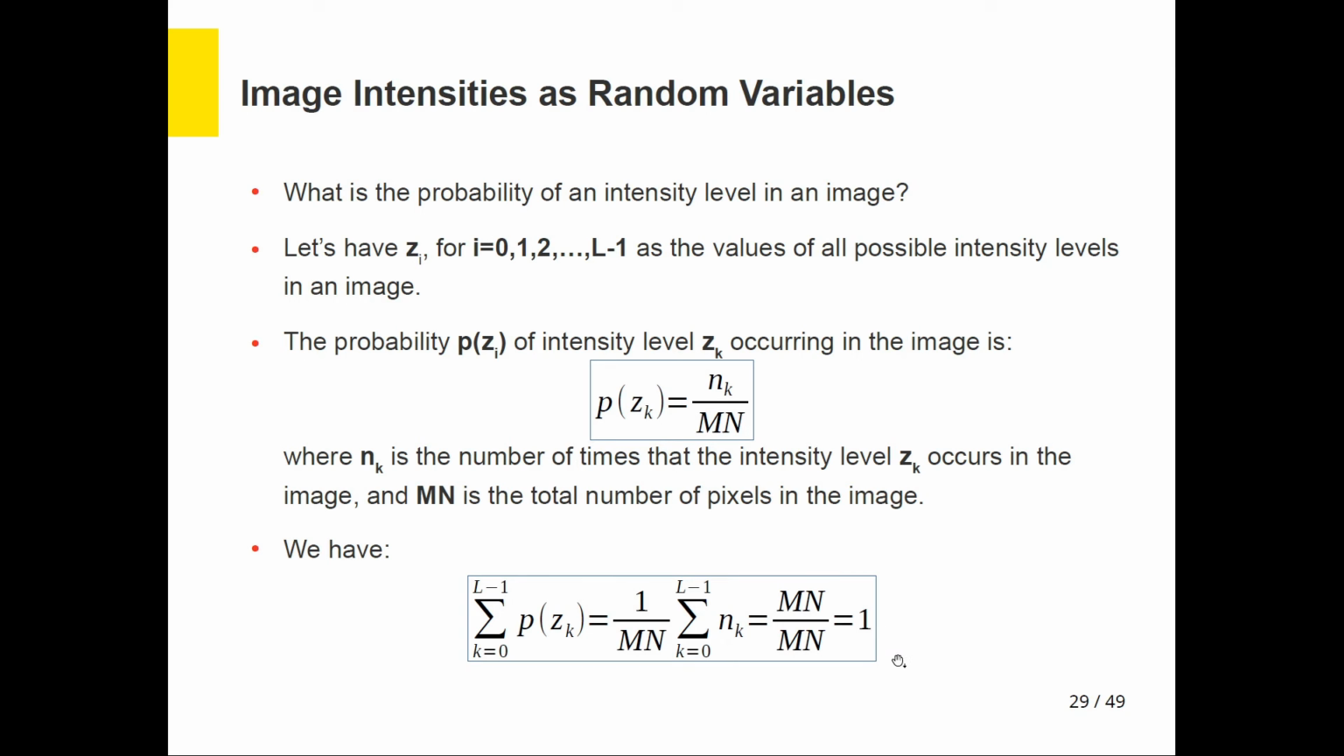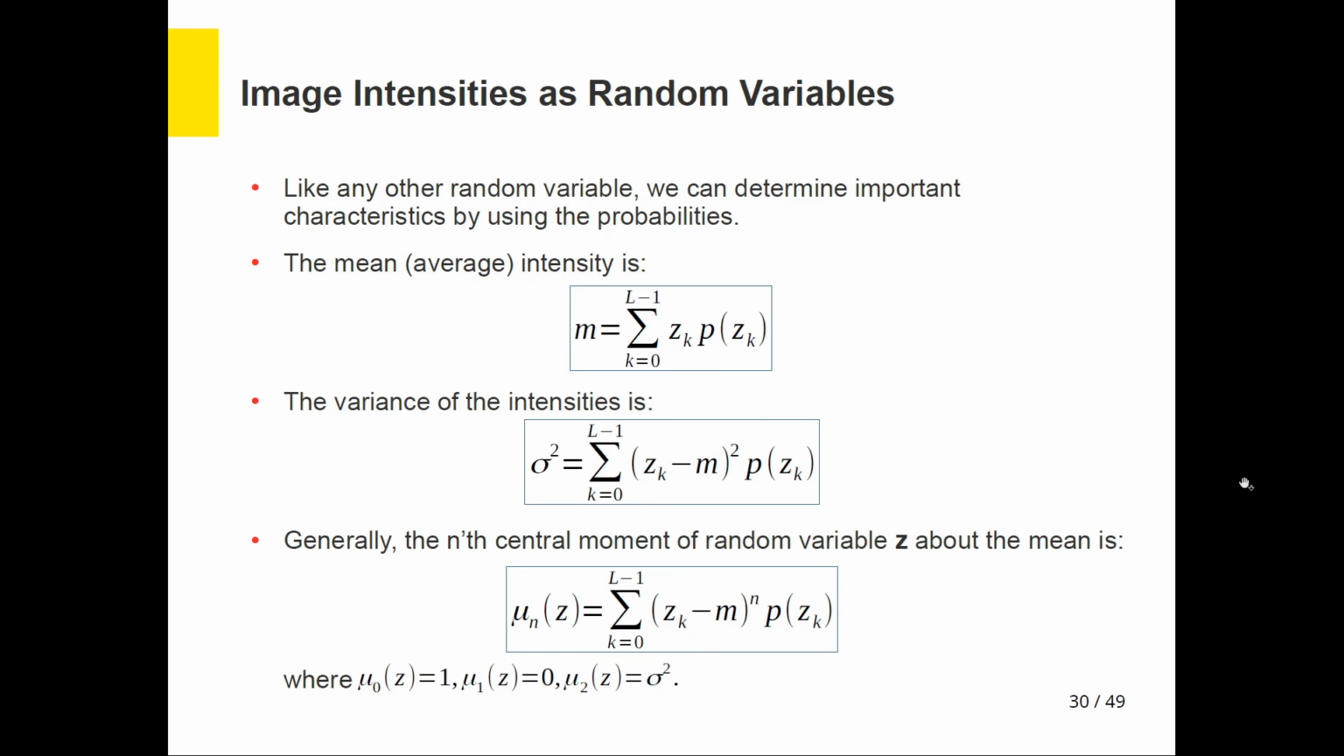So one thing from the probability theory is that if we sum up all the probabilities of a random variable, they add up to 1, and that is going to be the case for images as well, because if I find the summation of all the probabilities, at the end we are summing all the pixels divided by the total number of pixels within an image, which is going to be equal to 1.